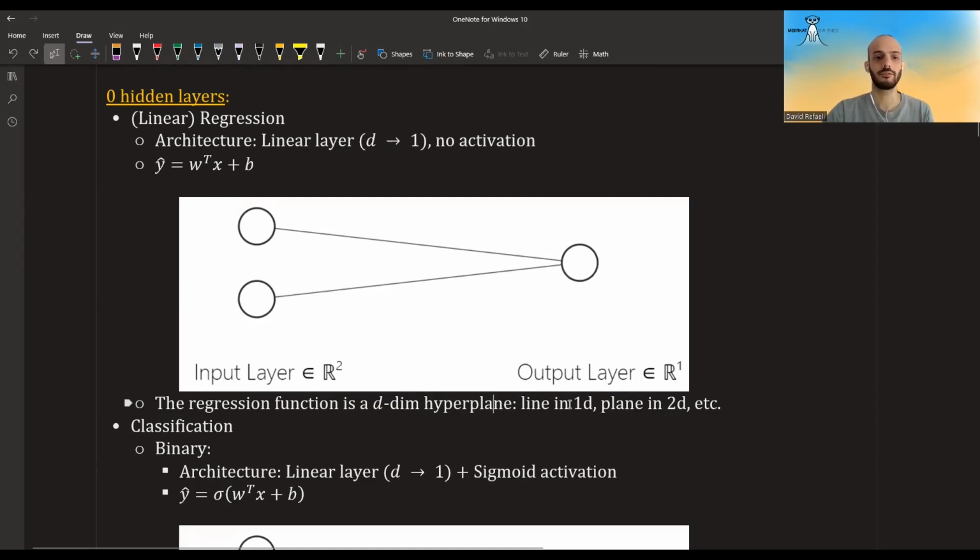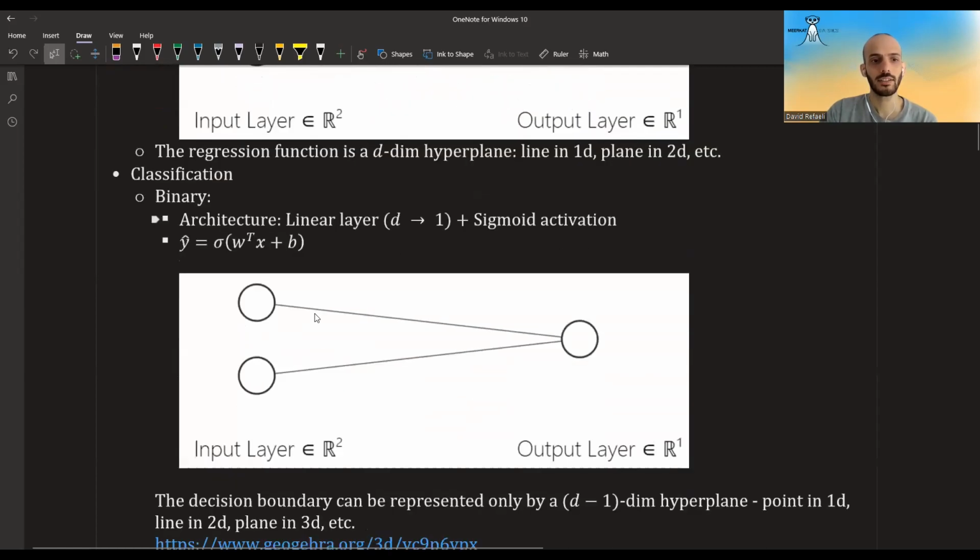If the input is only 1 dimension, then we can at most get a line. And like always, there is some bias term. I won't write it from now on, but there is a bias term. This is the 1, and this is the b. So if we only have 1 input, then we can get a line. If we have 2 inputs, we can get a plane. And in higher dimensions, we get hyperplanes.